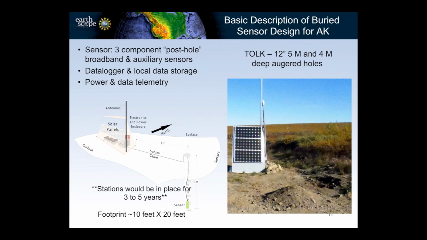And so Tolk has been operating fairly happily and healthily for over 2 years now, and is using two auger holes, one at 4 meters and one at 5 meters depth, that are about a foot wide, and those are cased in PVC pipe, and they each contain a Geotech CMG 3T seismometer. The philosophy of doing these auger holes to this depth is that it gets below the active layer from permafrost.